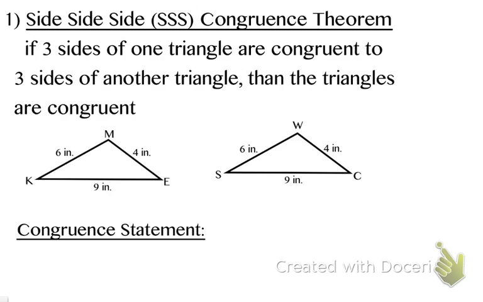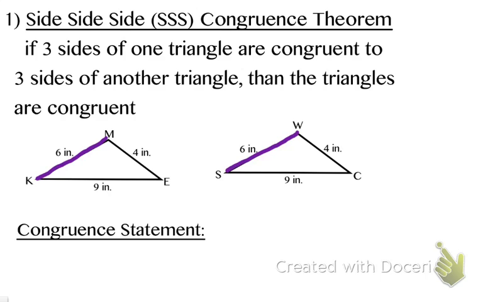All right, so if we take a closer look at our two triangles, we want to prove that all three sides of the triangles are congruent to the three sides of the other. So I'm going to start by looking at side MK, which is 6 inches long. And if I look at that same left side of the other triangle, side WS is also 6 inches long. So that pair of sides is congruent.